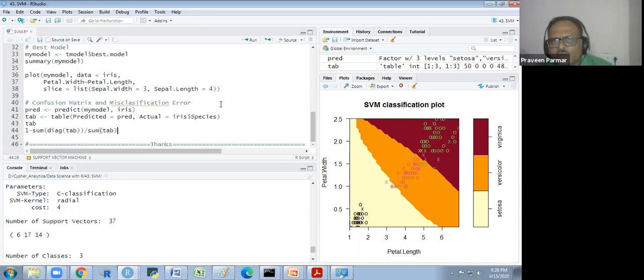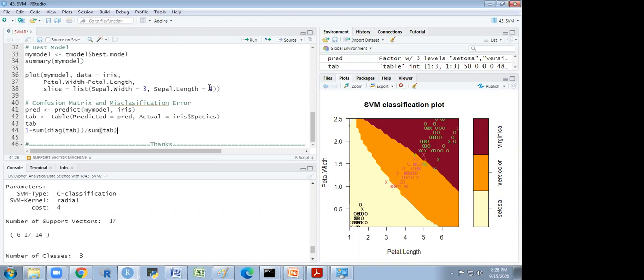So does that make sense to everyone? How to do this? Support vector machine. Okay.